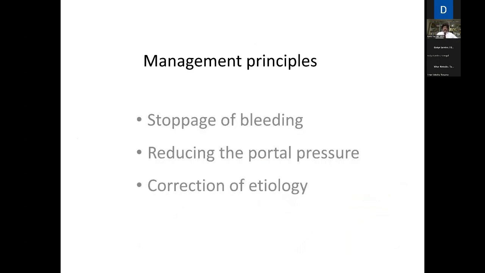How do you manage these patients? I'll just touch upon the management of these patients. First and foremost, when they come to the emergency with bleeding, we need to stop the bleeding. Once you stop the bleeding, then you have to think of reducing the portal pressure. Actually, this happens mostly in elective situations.